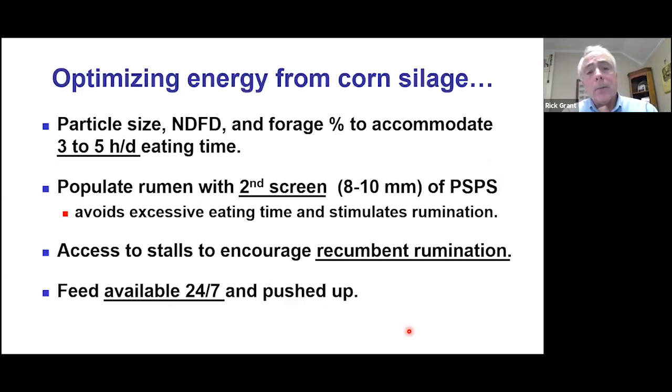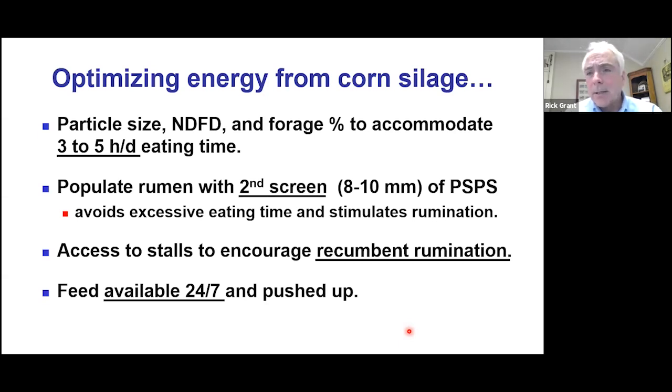So, wrapping up for this morning then. Okay, if we're trying to optimize energy for corn silage: particle size, NDF degradability, or I focused on undegradability, but they're inverses, and forage percent. We need to make sure that the cow can consume that feed in 3 to 5 hours a day. I didn't share all that behavior data with you, but hopefully believe it, that is when the cow will have the best eating rates for a healthy rumen. Populate the rumen as much as you can with the second screen of the Penn State particle separator. Those are the ones that the cow is going to chew her TMR to anyway, by and large, before she swallows it. So you avoid excessive eating time.